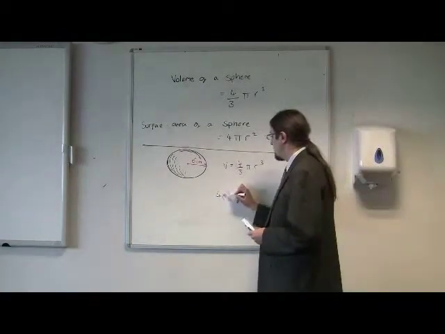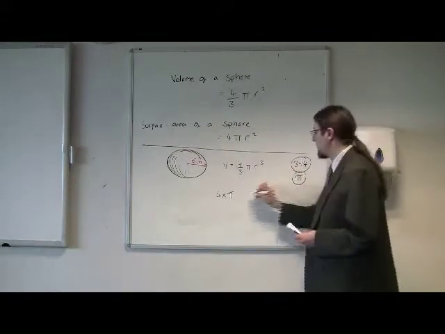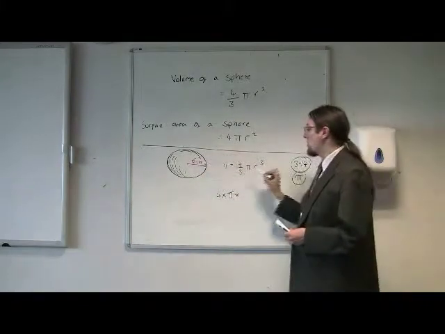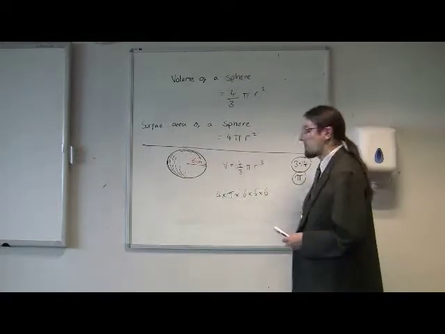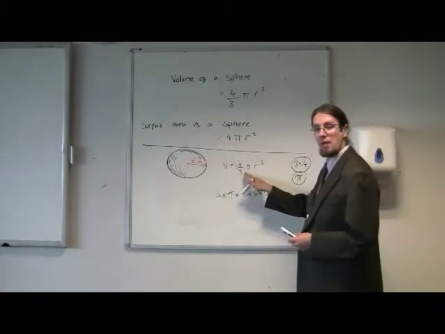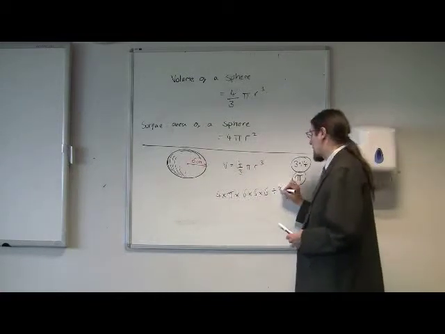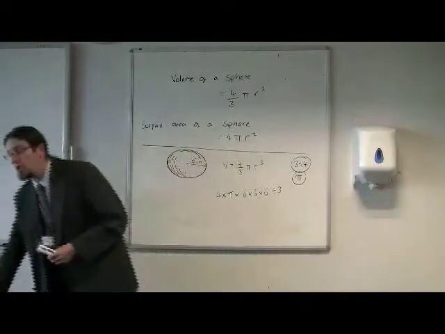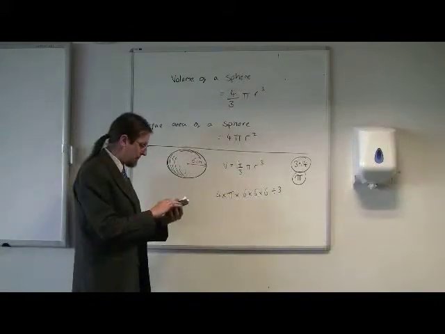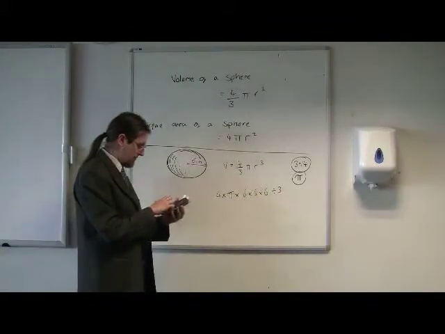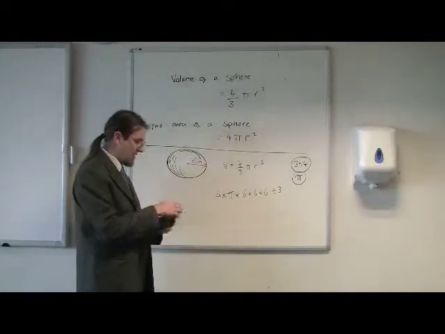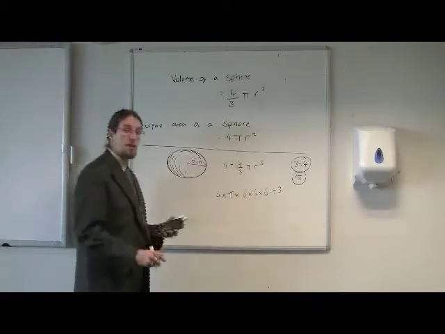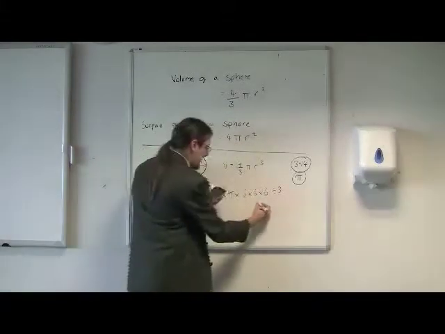Basically I have 4 times pi times the radius cubed, so that's 6 times 6 times 6. And also just remember to divide by 3. Doesn't matter what order you do any of this in. 4 times pi times 6 cubed divided by 3. You're going to get a large answer. That's quite normal for volume.